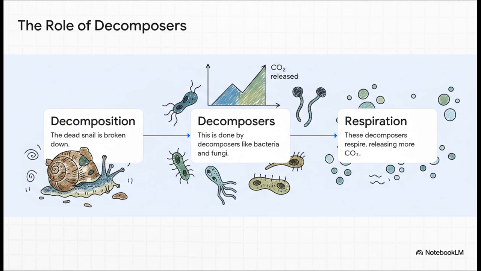This is a 3-point answer, and you need all 3 links in the chain. Step 1, the dead snail starts to decompose or break down. Step 2, you have to say what's doing the decomposing. We're talking about decomposers, bacteria, fungi. And step 3, the clincher. Those decomposers are alive and they respire. So now you have an entire army of microbes breathing out even more CO2. That's why the slope gets so steep.